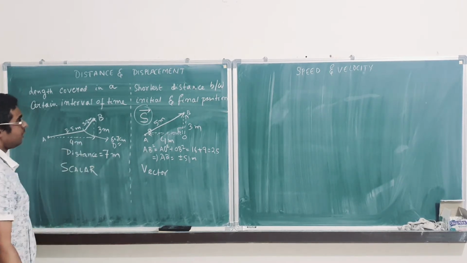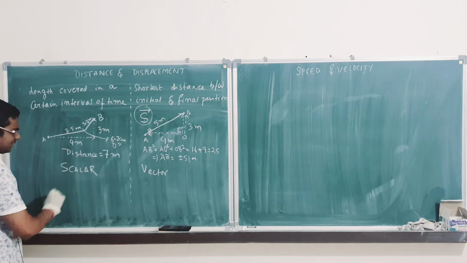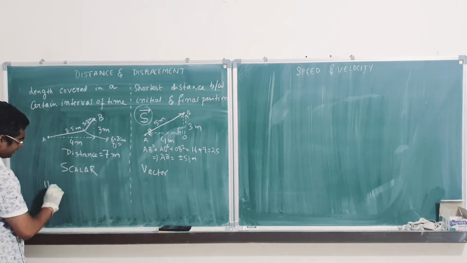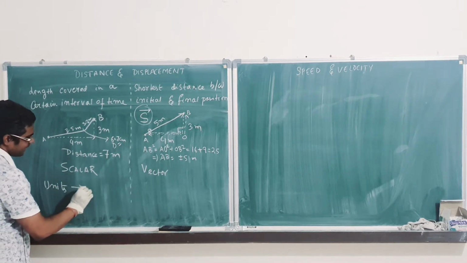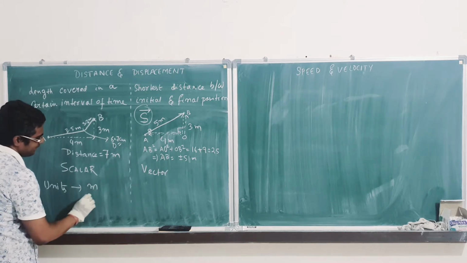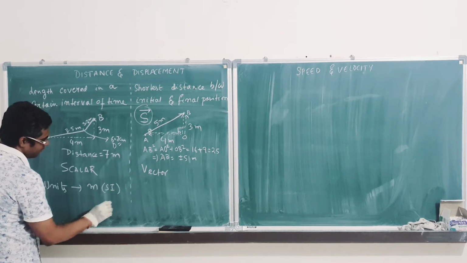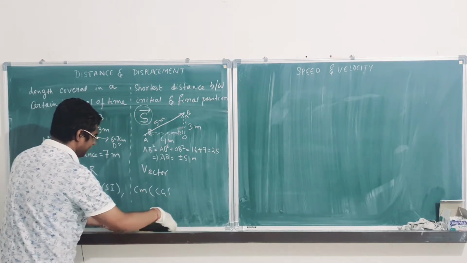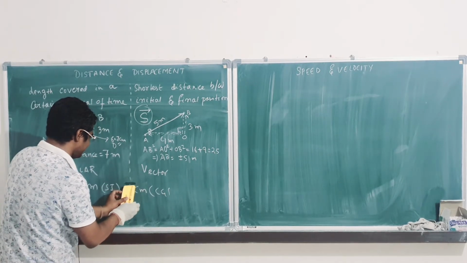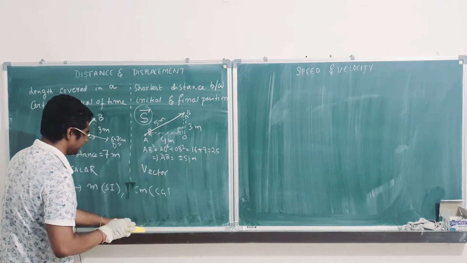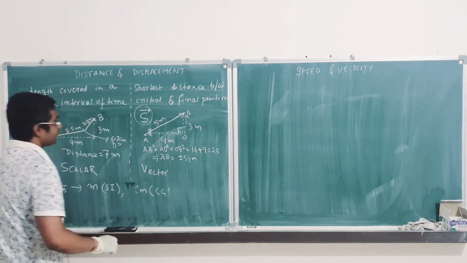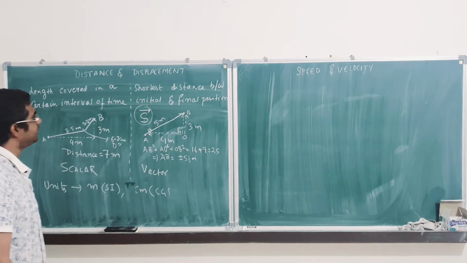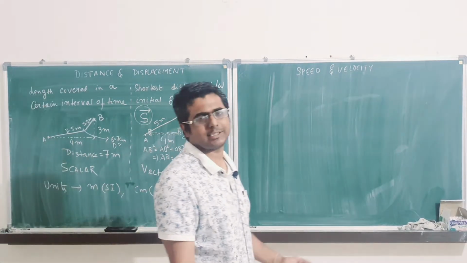Clear? What is the unit of distance or displacement? Same units will be there. For SI it is meter, for CGS it is centimeter. Okay? This is same, this doesn't have any difference between the two. So this is all about distance and displacement, my friends.